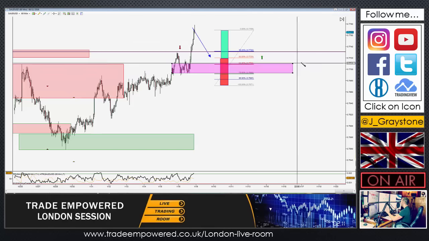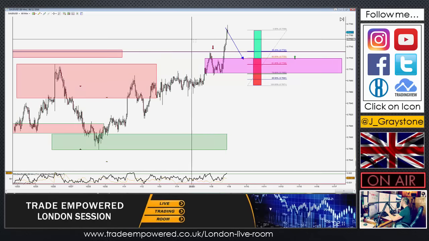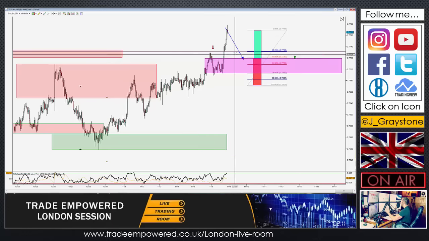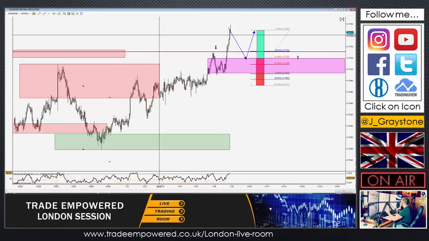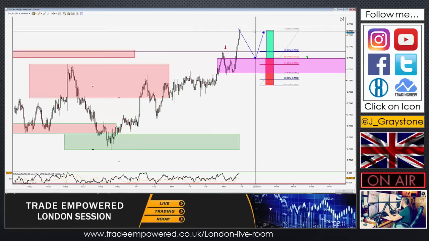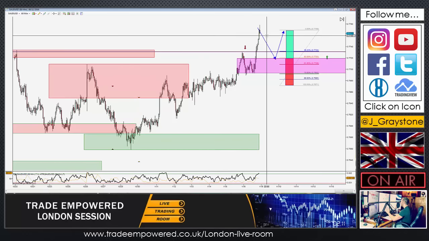So if we can get a pullback down into this area here, previous structure resistance should become support, and we may get an entry reason into this trade, look to ride this up for a retest of the highs. So it all depends on what happens with this move tonight in the elections. Again, watch out for this. If you're day trading into the Asia session, please be careful.